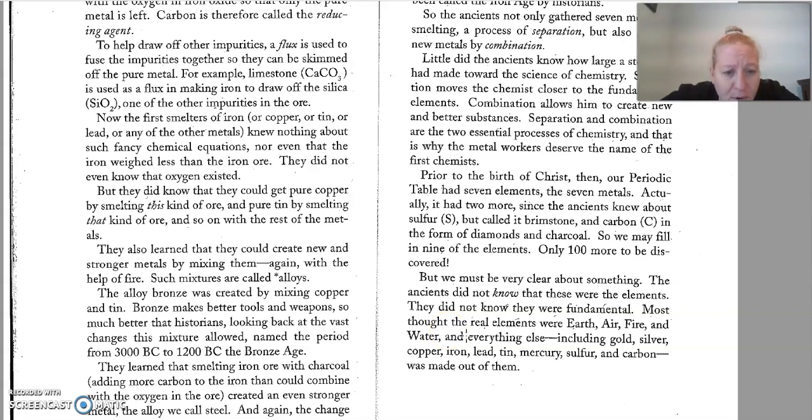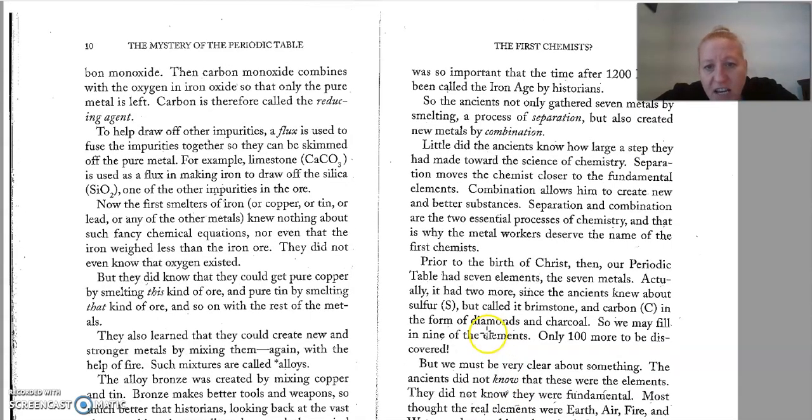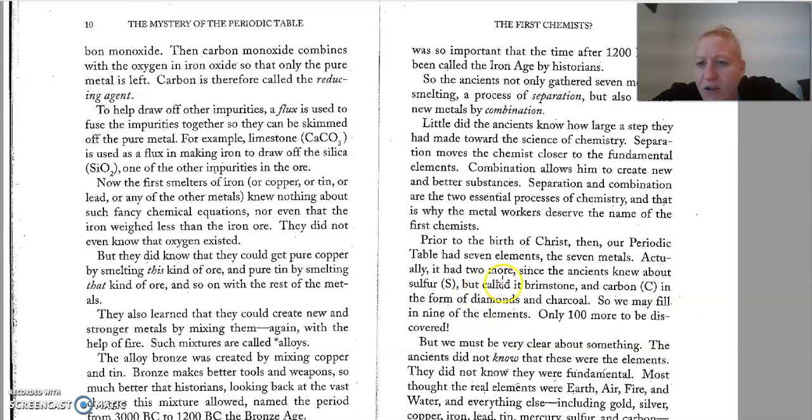The alloy bronze was created by mixing copper and tin. Bronze makes better tools and weapons, so much better that historians, looking back at the vast changes this mixture allowed, named the period from 3000 BC to 1200 BC the Bronze Age. They learned that smelting iron ore with charcoal, adding more carbon to the iron, which could then combine with the oxygen in the ore, created an even stronger metal, the alloy we call steel. And again, the change was so important that the time after 1200 BC has been called the Iron Age by historians.